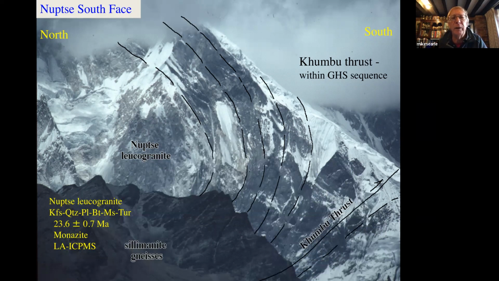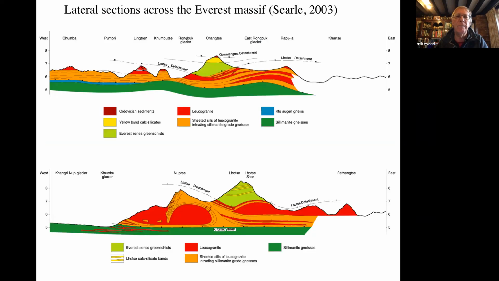So here's another picture of the Nuptse granite. This is from one day south of Everest Base Camp, looking along the Imja Kola here. You also have mapped out some very interesting ductile shear zones and thrusts, fully within sillimanite grade temperatures. This is the Nuptse granite here.